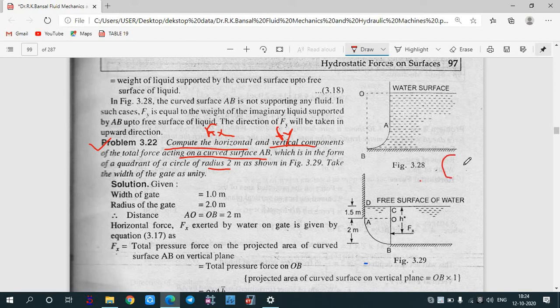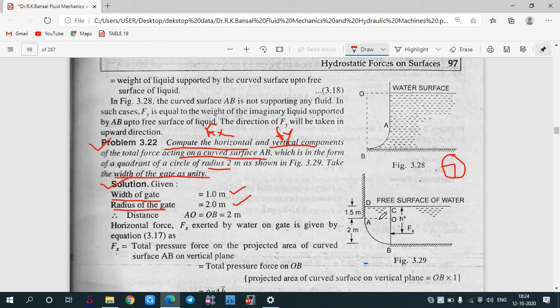If there is a circle and we cut it into the fourth part, it will be similar to this. So it is the quadrant of the circle which has a radius of 2 meter. The width of the gate is taken as unity. Now we will try to solve this. What are the given parameters? The width of the gate is 1 meter. The radius of the gate is also given as 2 meter.